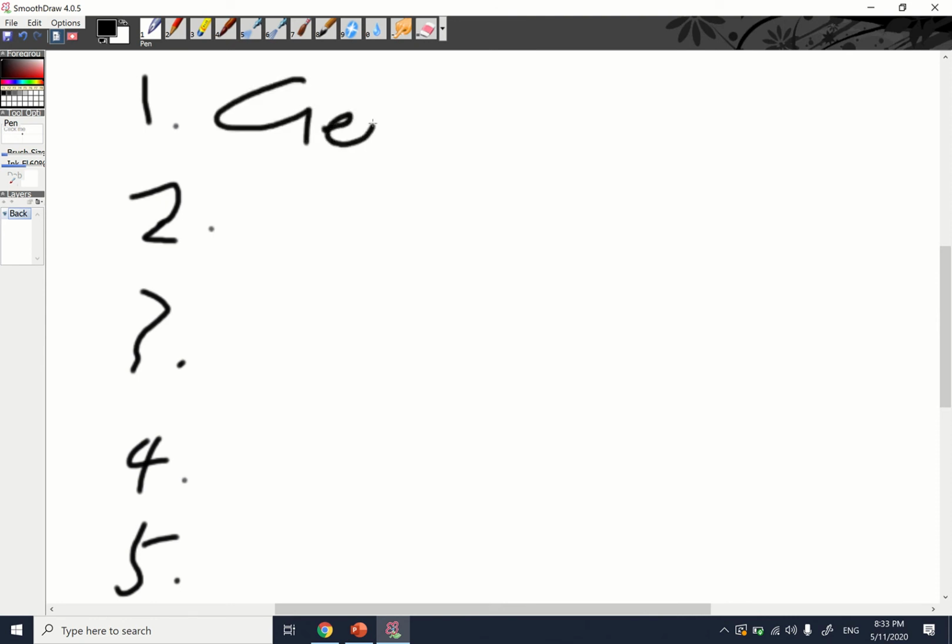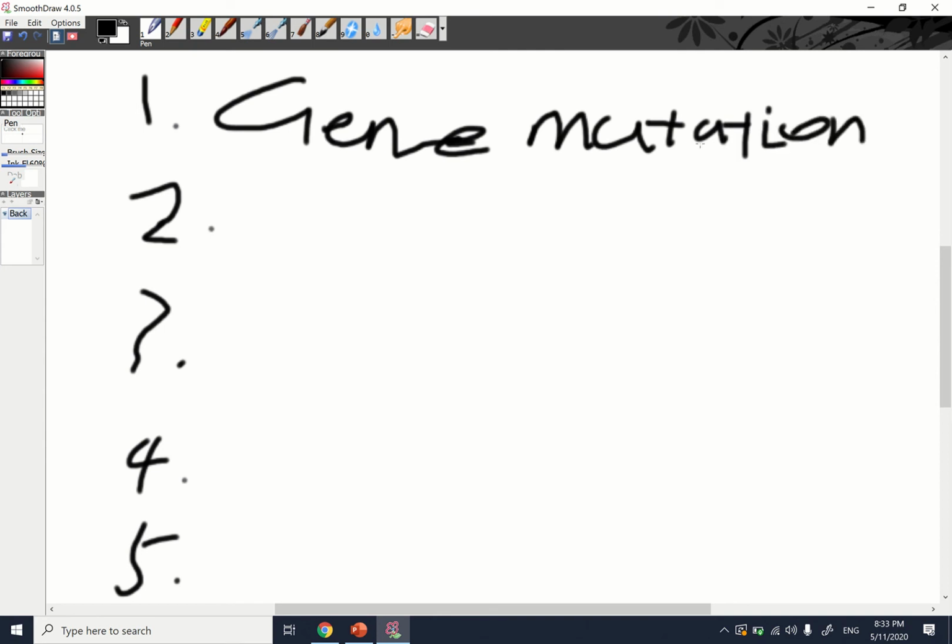So these are gene mutation. You already know this is the change in the DNA sequence.